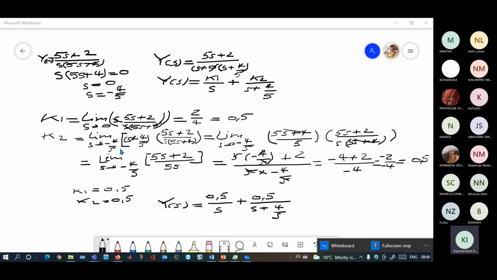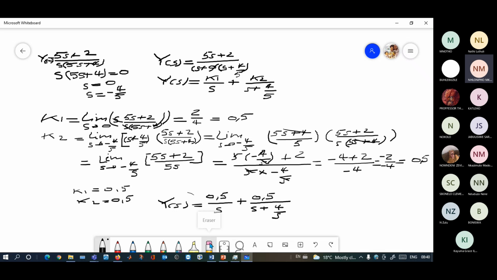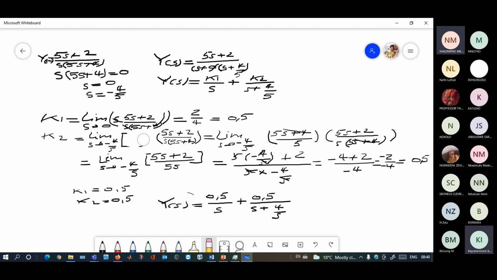Do you understand how I find this one? No, it's just one. This I don't understand. Name is approaches like negative 4/5. Okay, you see, okay. I said, let me go back to the formula. Let me go back to the slides.